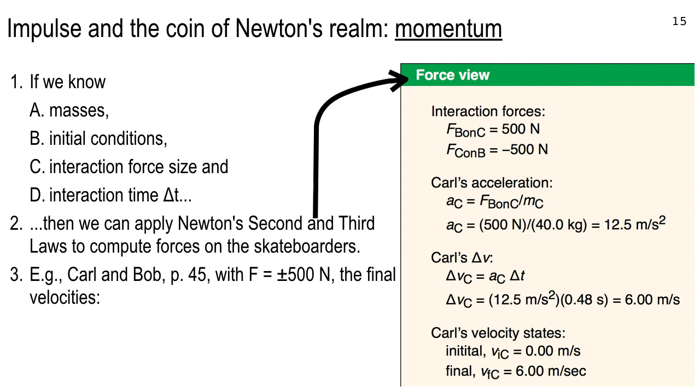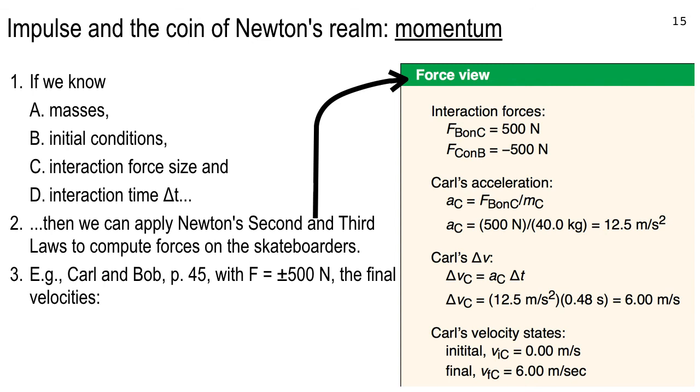and figure out the final velocities of Bob and Carl. So in this example from page 45 and page 46, I said that the interaction force, as a matter of fact, is right up here, right at the upper part of this graphic. Interaction force is 500 newtons. Positive for the force of Bob on Carl, and negative 500 newtons for the force of Carl on Bob. And that minus sign encodes the direction, left and right. Left for the minus 500, rightward for the positive 500.